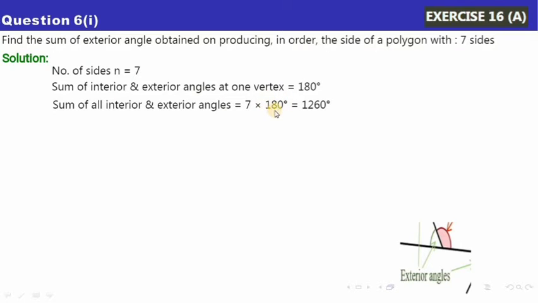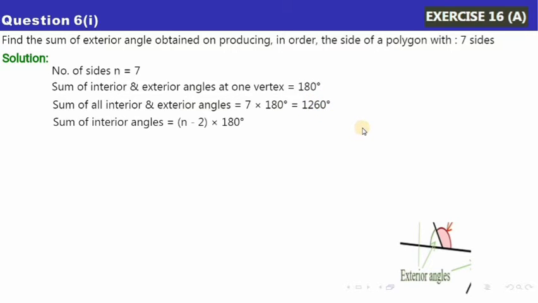How 180 degree? Because we know for one pair of interior and exterior angle, the sum is 180 degree. But how many pairs of interior and exterior angles are there? We have 7 pairs, isn't it? I have already shown you how it was 7. So that's why the total sum of interior and exterior angles will be 7 into 180, which is 1260 degree. Now remember, this is the sum of all interior and exterior angles.